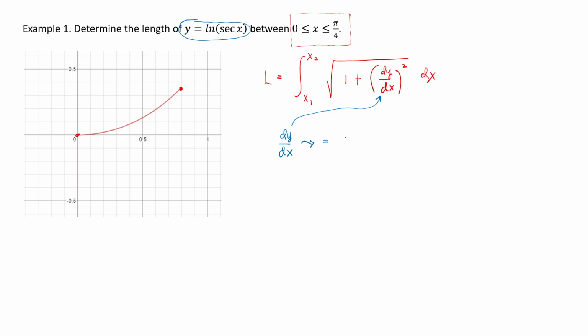As per what you have learned in calculus 1, this will be du over u. If this is u, we're going to get the derivative of secant x. So this becomes secant x tangent x all over secant x. Cancel secant x, cancel secant x. So your dy over dx is just equal to tangent x.